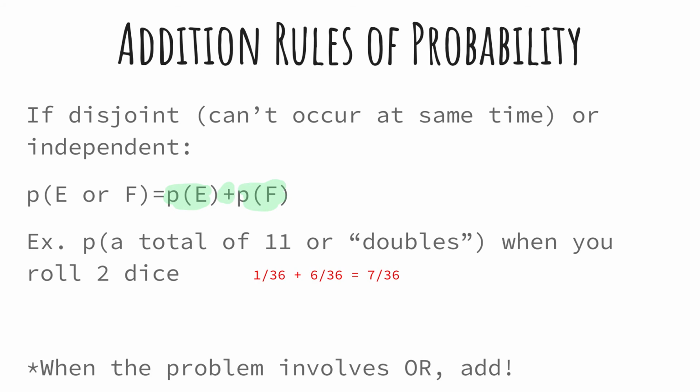I have the probability of rolling a sum of 11 or doubles. Well, a sum of 11 and doubles are two separate things. They can't both occur. Well, the probability of rolling a sum of 11 is 1 out of 36. The probability of rolling doubles is 6 out of 36. We're going to add those together, and so we get the probability of 7 out of 36. So if it involves an or, then you're going to add.